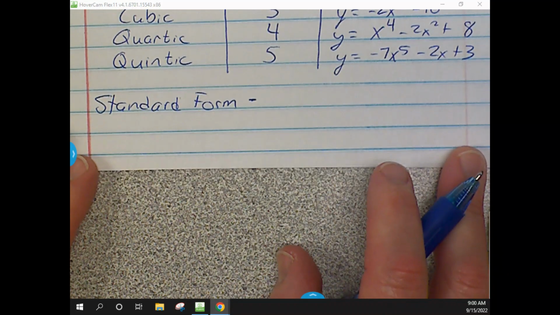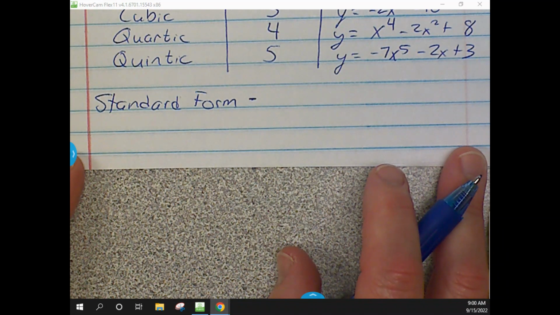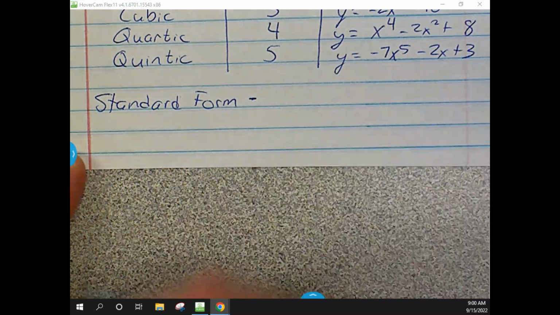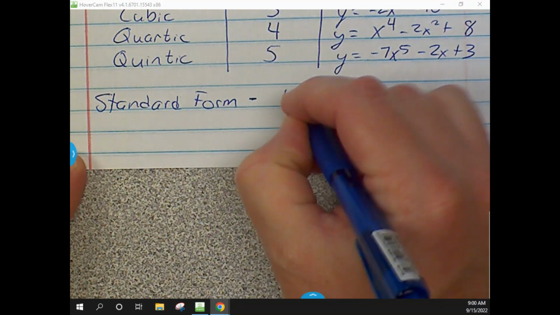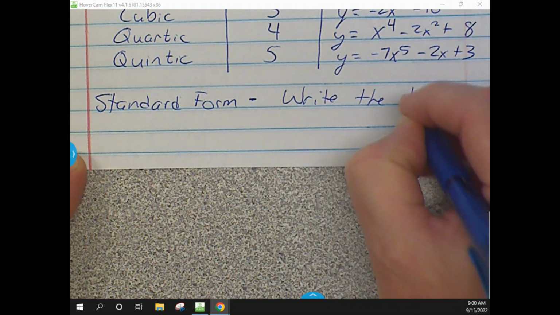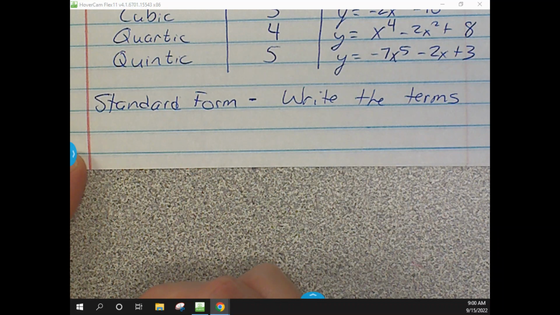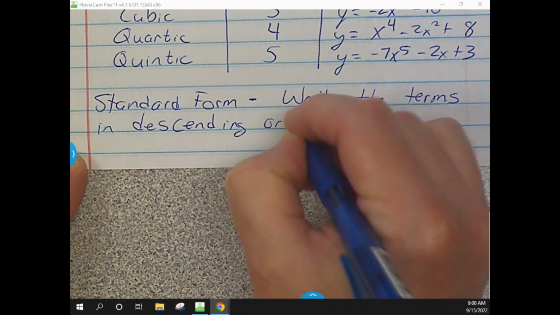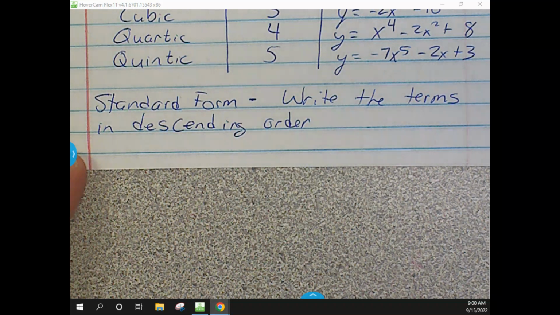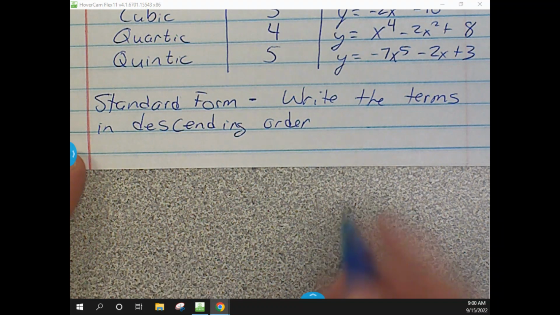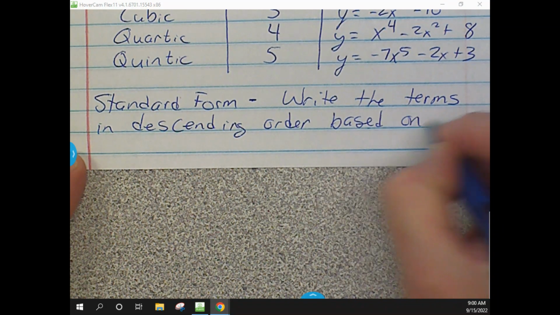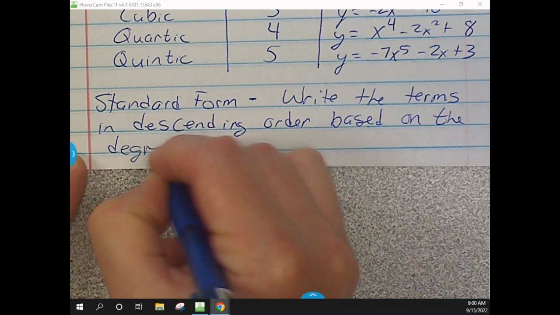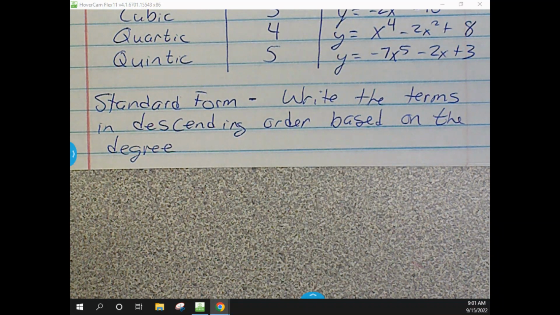And you've already been doing standard form. It's just nobody ever really called it that until now. I don't know why we waited till now to tell you. But standard form is where you basically write the terms in descending order, based on the degree of each term. So you start with your highest power of x, and that's what we've always kind of done when we're doing these. When we do quadratics, it was always ax squared plus bx plus c. That was descending order. That was already standard form.